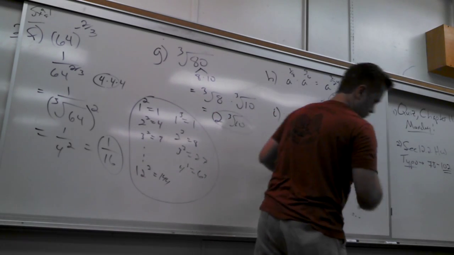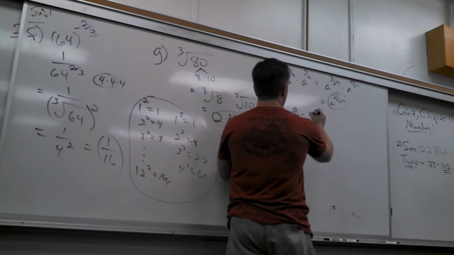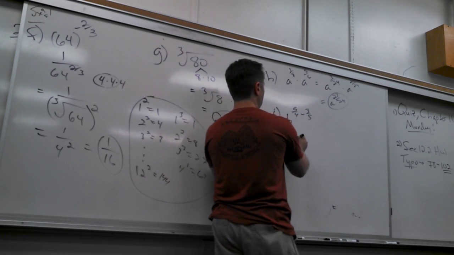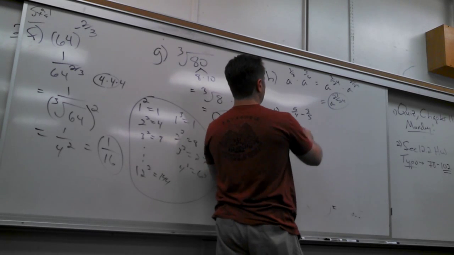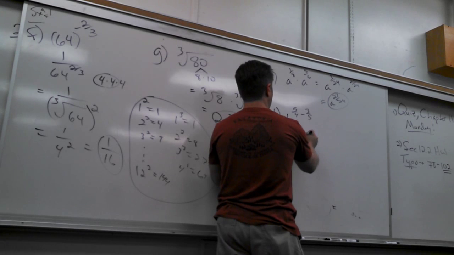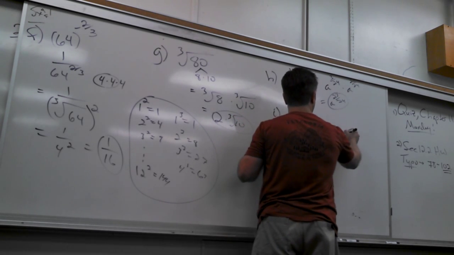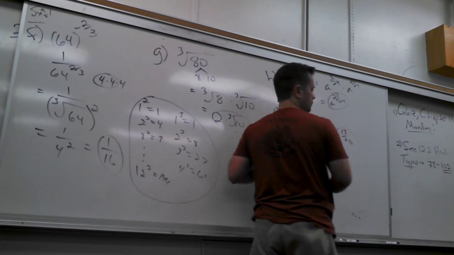I. Same thing here, except what I'm going to do with the power is I'm going to subtract. The LCD would be 20. So this will be 25 over 20 minus 12 over 20, which gives you b to the 13 over 20. Cool.